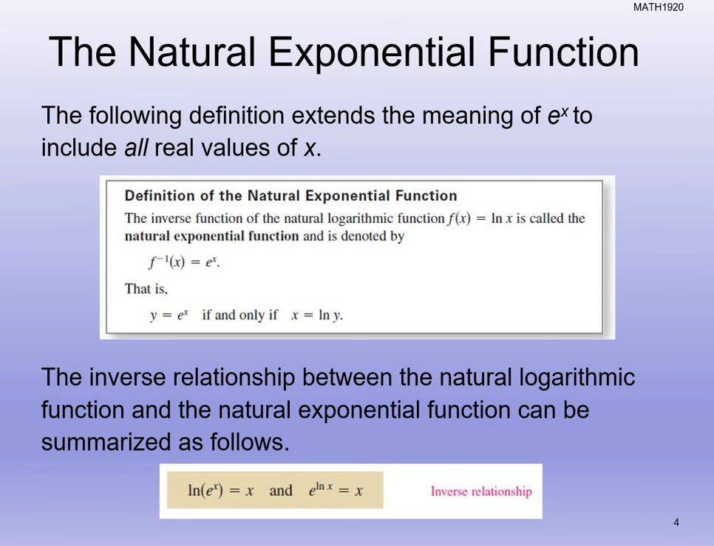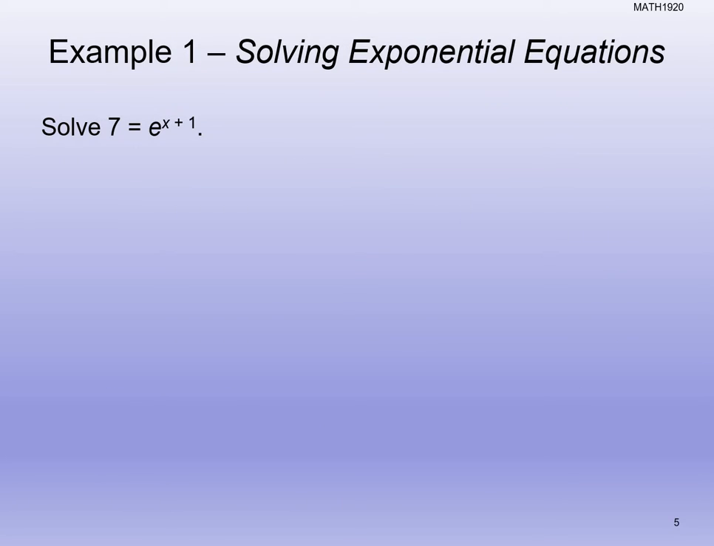Natural log of e to the x is x. The natural log and the e cancel. I'm looking at the bottom left-hand side here with the inverse relationship. Then we have e to the natural log of x is also equal to x, because the e raised to the natural log of x cancels each other out. So we're able to use these inverse relationships to solve exponential equations here.